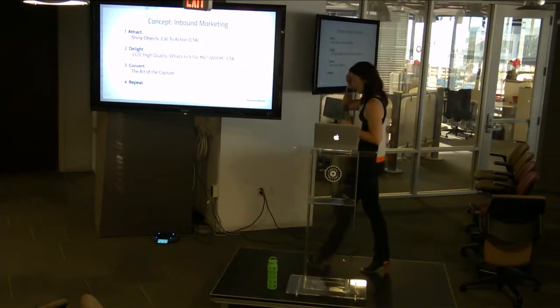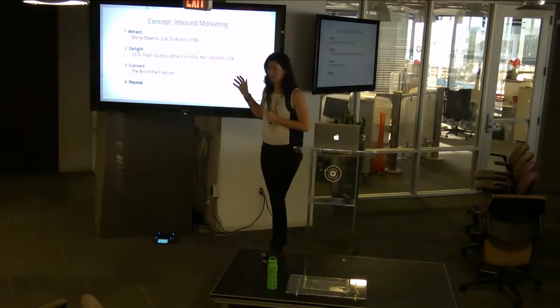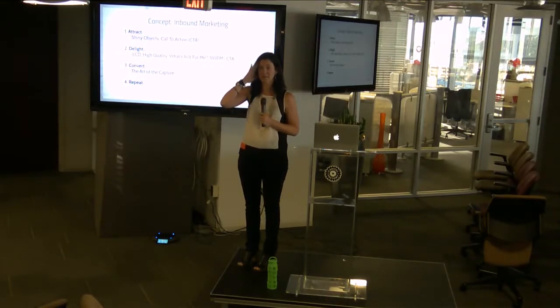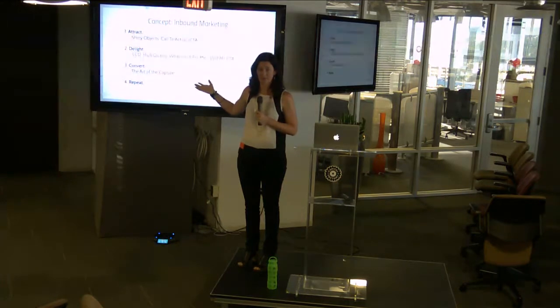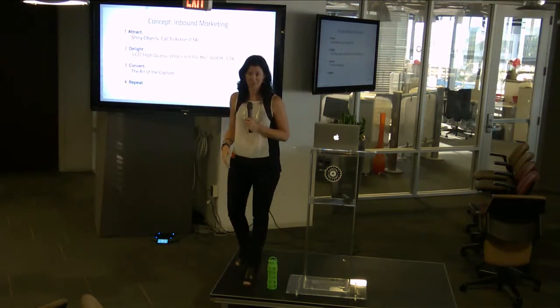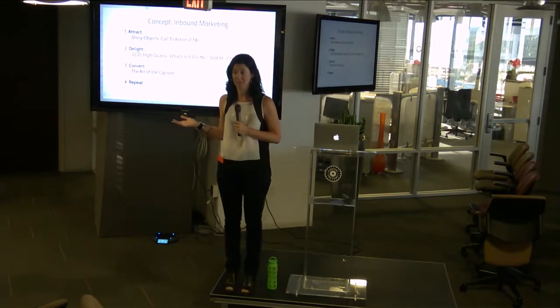So the first thing in inbound marketing is to attract. And I think of doing that with shiny objects. And I think of shiny objects as pieces of value that people want, right? Collateral, a white paper, a how-to. I just finished working at InfoChimps where we did a how-to on doing a big data project.